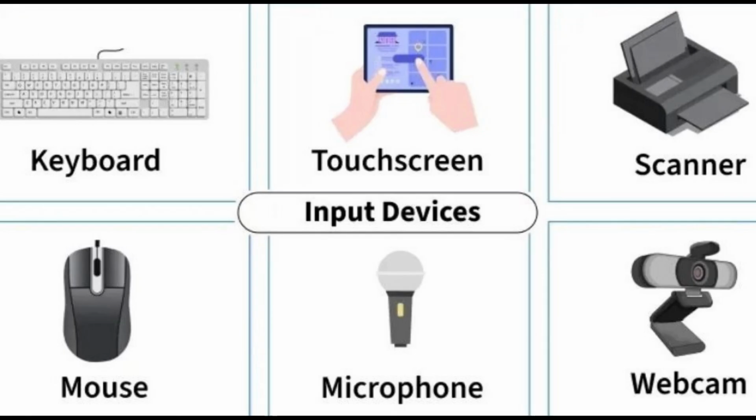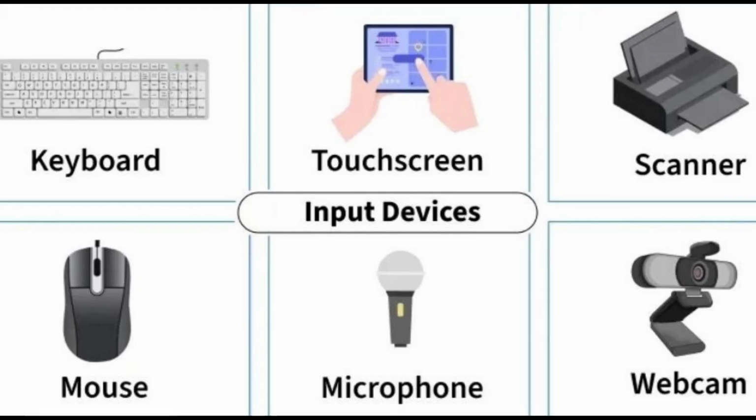Advantages: compact and portable, supports multi-touch gestures. Limitations: less precise than a mouse, can be uncomfortable for extended use. A touch screen allows users to interact directly with the display by touching it with a finger or stylus. Advantages: intuitive and user-friendly, eliminates the need for separate input devices. Limitations: fingerprints and smudges, less precise for detailed tasks.